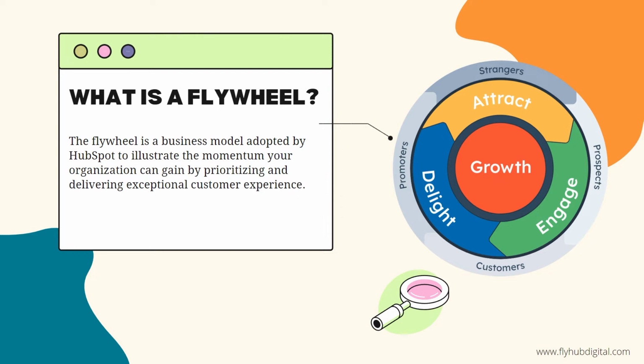The company name FlyHub comes from the flywheel. The word fly comes from the word flywheel, and then the hub is for HubSpot. So FlyHub is like we're helping companies grow efficiently using the flywheel method. That's why this is super super important for us.